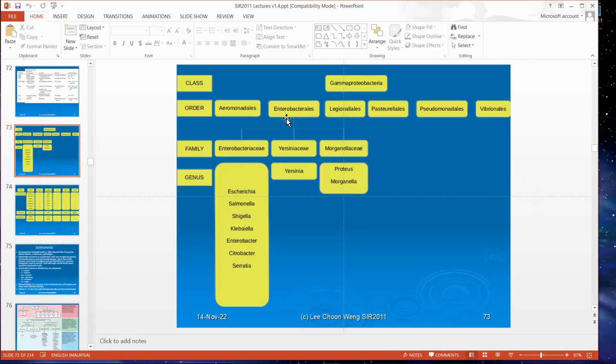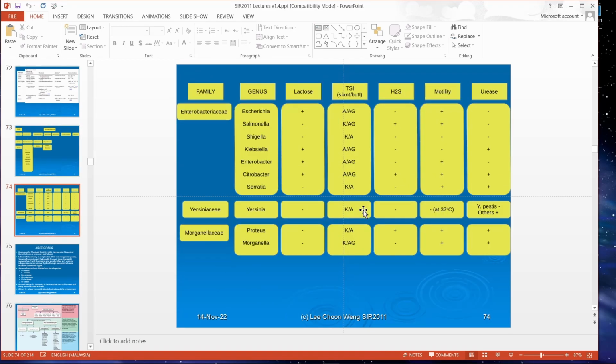So we are still covering the order Enterobacterales, under which we have the families Enterobacteriaceae, Yersiniaceae, and Morganellaceae. These are the important bacterial genera that we will cover.